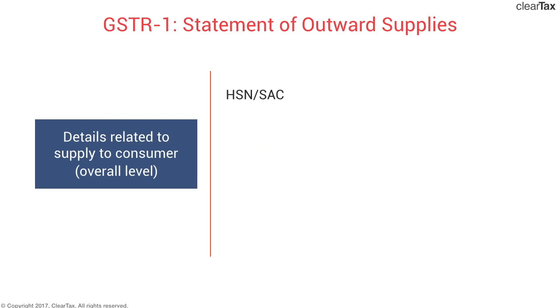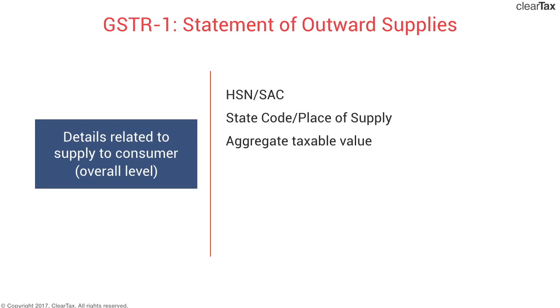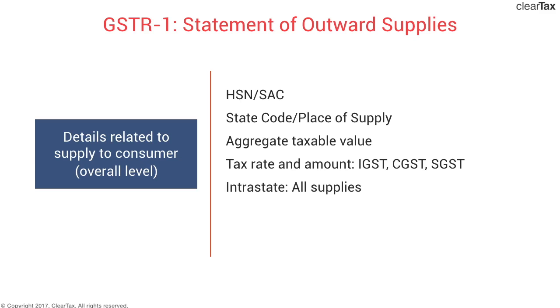You'll have to give the HSN and SAC code for each of these codes, the place of supply, the aggregate taxable value, the rate and amount of tax, IGST, CGST and SGST. So it's kind of like an added aggregate value of the information given earlier, the invoice level information. Remember, all of these would also include amendment to any of the information given in earlier tax returns.